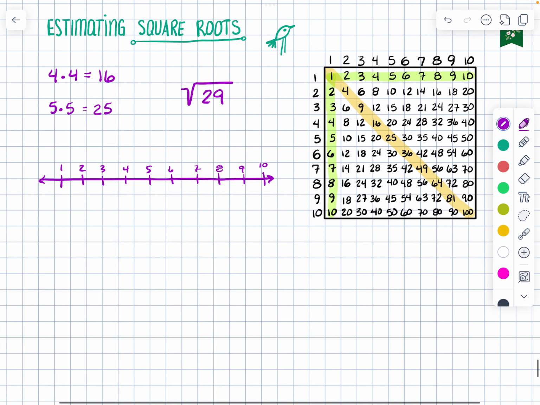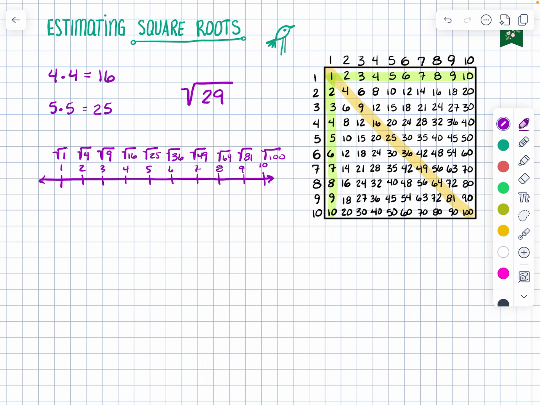So we know if we take the square root of 1, we get 1 because 1 times 1 is 1. The square root of 4 is 2 because 2 times 2 is 4. So the square root of 9 is 3, the square root of 16 equals 4, the square root of 25 is 5, the square root of 36 is 6, the square root of 49 is 7, the square root of 64 is 8, the square root of 81 is 9, and the square root of 100 is 10.